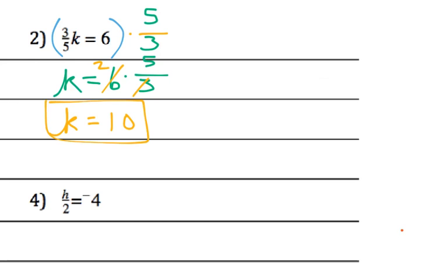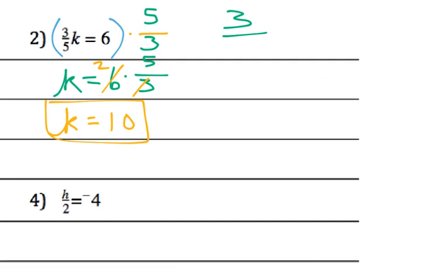Now that didn't become huge numbers, but if I did not cancel out, I would have had 6 times 5, which is 30, and then 30 divided by 3, which is 10. And usually when you cancel things out, it avoids larger numbers, and it makes the math more simple. But you have to be a little confident with fractions.